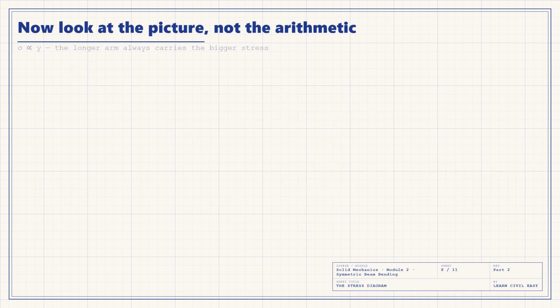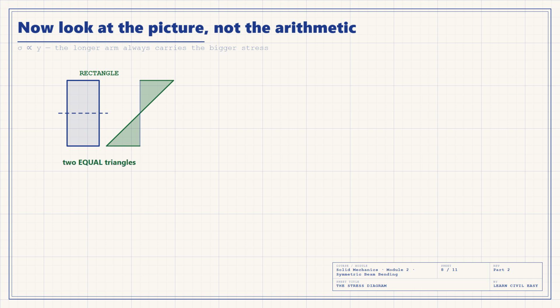Stop and look at what we just calculated, because the picture explains it better than the arithmetic. For the rectangle, the stress diagram was two equal triangles meeting at 0 on the neutral axis, the same peak at the top as at the bottom. For this T, the neutral axis sits high, close to the flange. Stress is proportional to distance from the neutral axis.